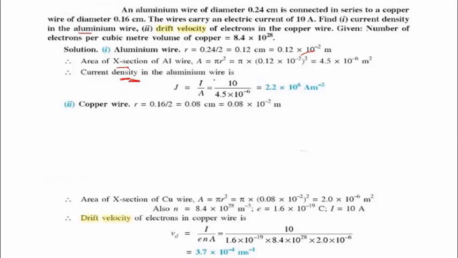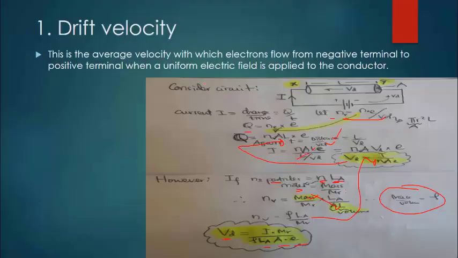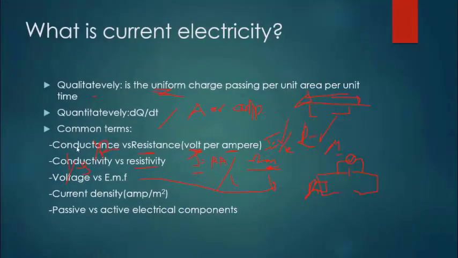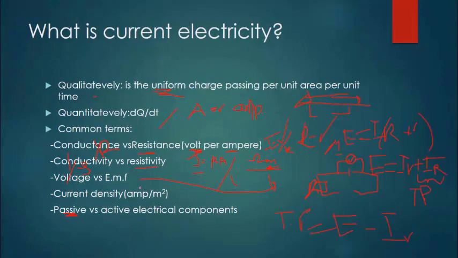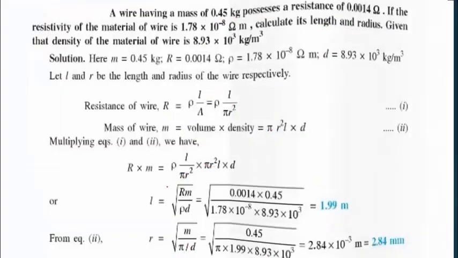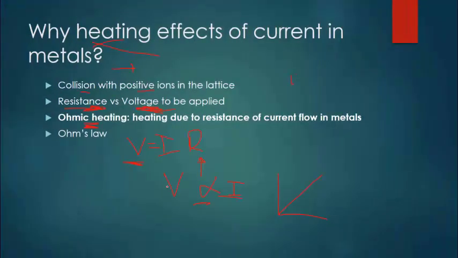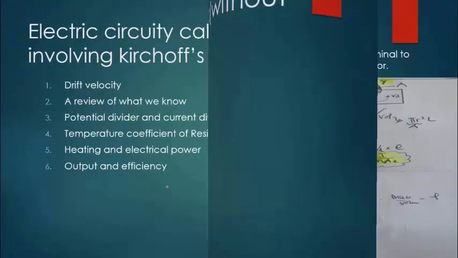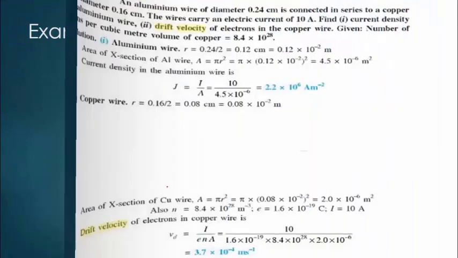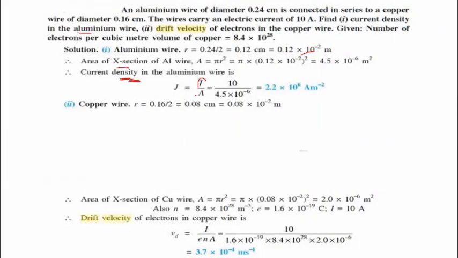So we know that current density is equal to current divided by cross-sectional area. I showed this earlier. You remember, current density is equal to the current divided by the cross-sectional area. Therefore, from the question, current density is equal to current over area, and we are given the current: the wires carry an electric current of 10 amperes. So we have our current and we have our cross-sectional area. From here we get our current density, simple as such.